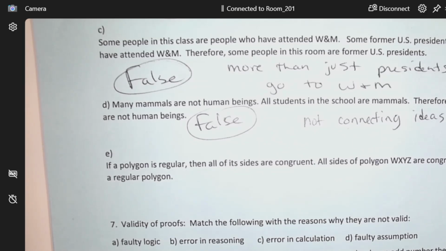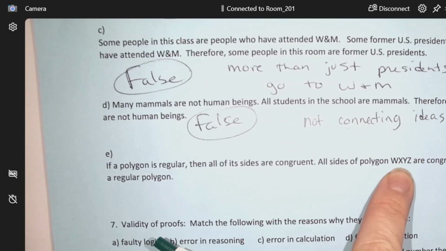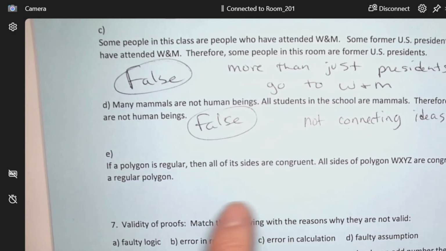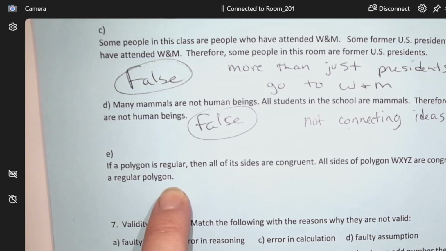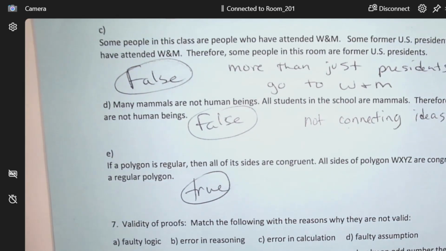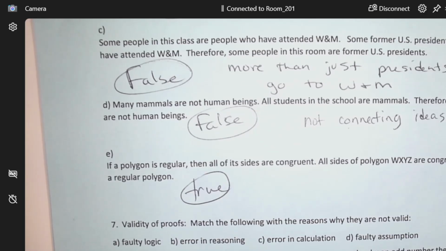Okay, if a polygon is regular, then all of its sides are congruent, which means it has the same side lengths. So that is a definition of what a regular polygon is. It's a shape where all of its sides are the same length. All sides of this polygon are congruent, thus this shape is a regular polygon. Yeah. They used good connections in their logic.